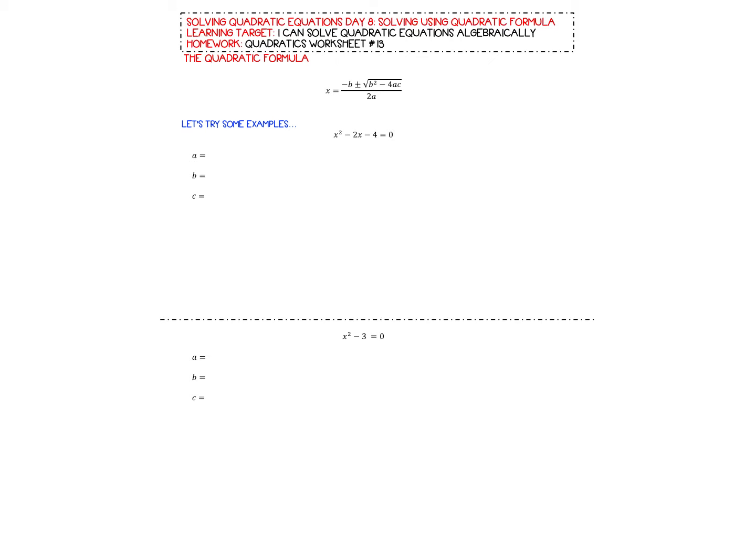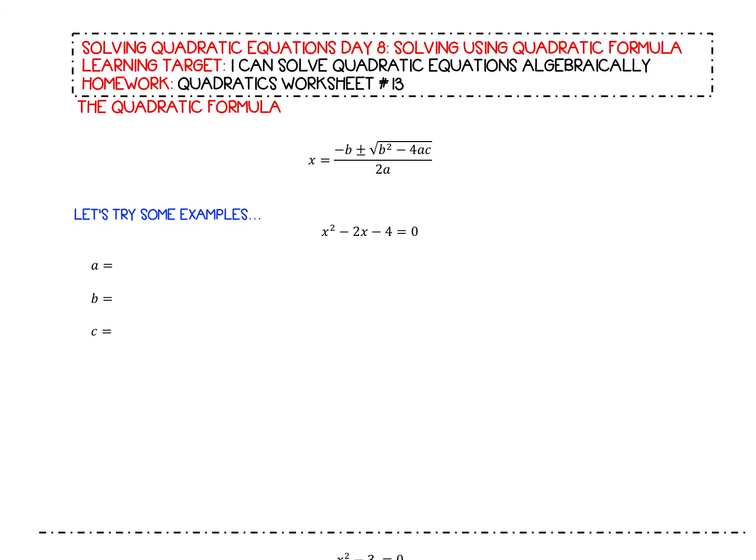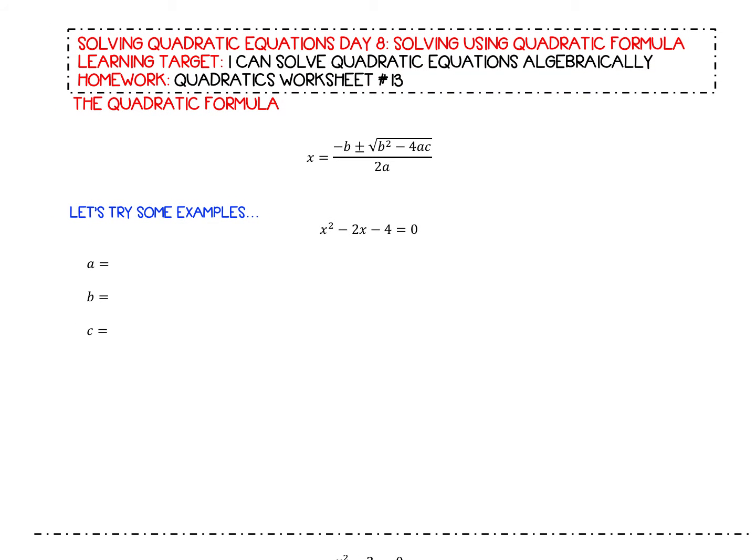Algebra students, today we're going to spend another day solving quadratic equations using the quadratic formula, which is x equals negative b plus or minus the square root of b squared minus 4ac all over 2a. So let's go with this first example.